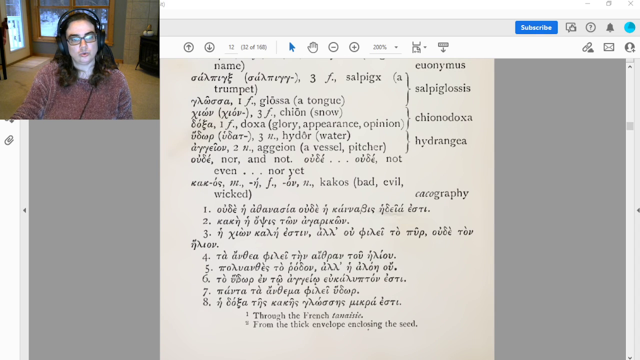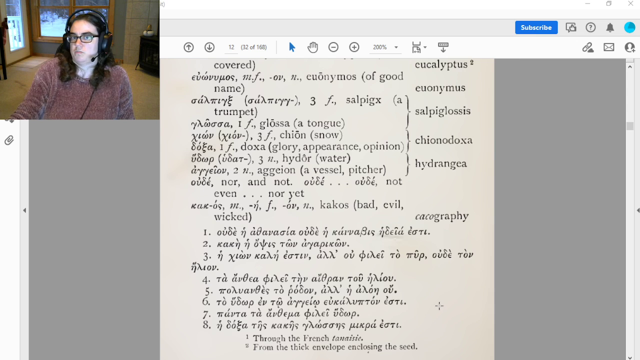Tohudor entoi angeoi kaludon esti. The water in the vessel is well hidden because the vessel is closed. Weird sentence, but seems true. Pantata anthema file hudor. All the flowers love water. So true. Sense.